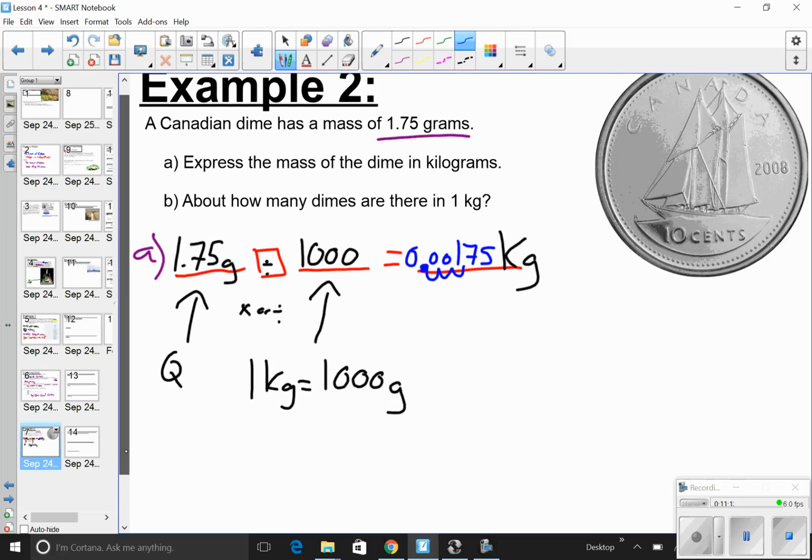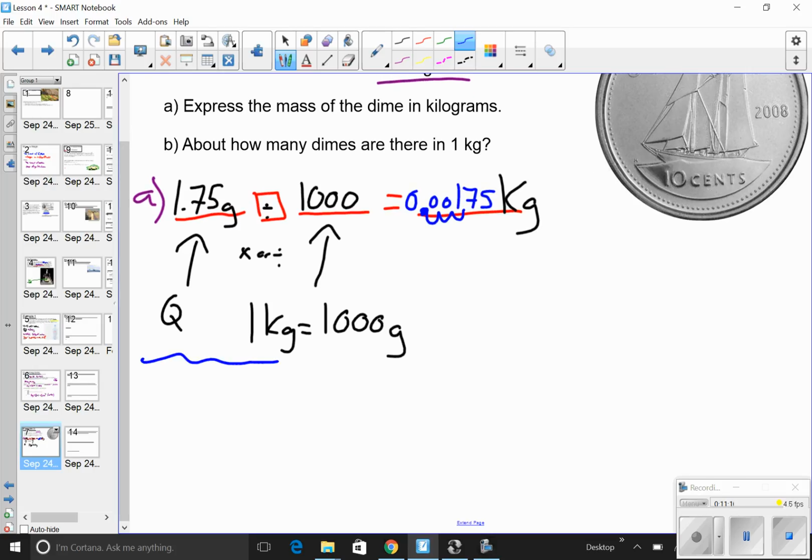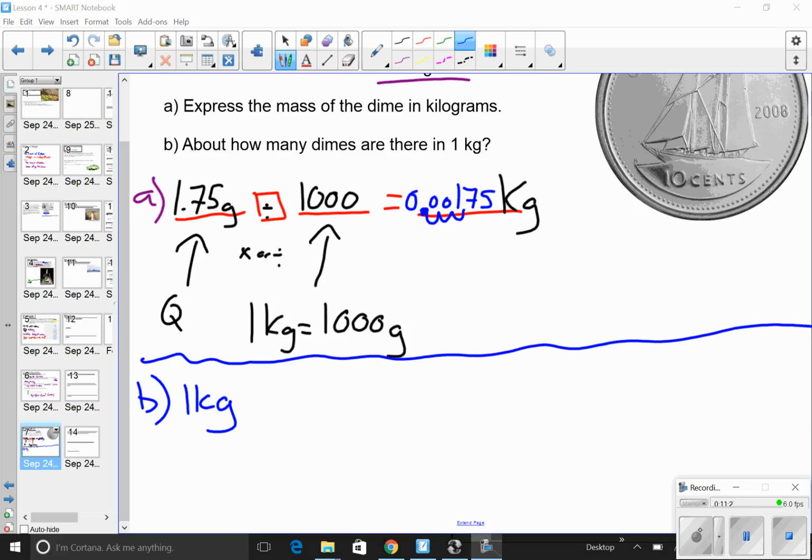Now I want to figure out how many of these things are in a kilogram. So for part B, I know 1 kilogram is 1,000 grams, but I also know that 1 dime is 0.00175 kilograms. So to figure it out, I'm going to divide 1 by the mass of a dime, 0.00175. That's how many dimes are in a kilogram.